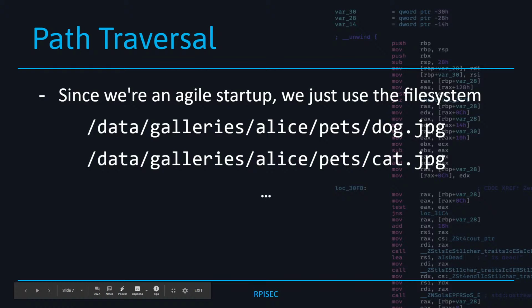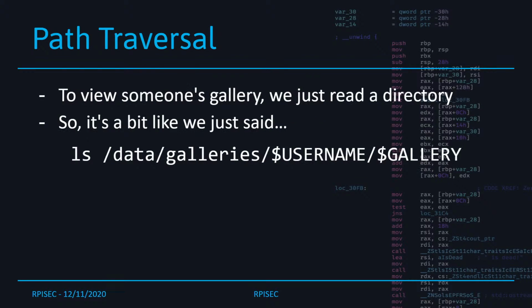Now, since we're an agile startup, we're just going to put this up in the file system. We don't need the fancy database for these images. So our server might look like this. We have data, galleries, Alice, pets, dog.jpg, or cats.jpg, and so forth. To get someone's gallery, all we have to do is read their directory and see what files are in there. It's a lot like we just said, ls data galleries Alice, and then pets.